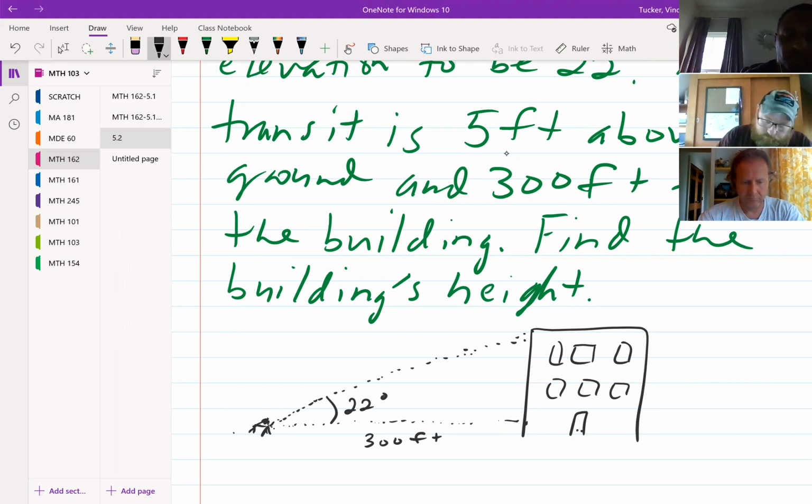I guess I should have drawn this as the ground. It's supposed to be the ground, it's a little lumpy.